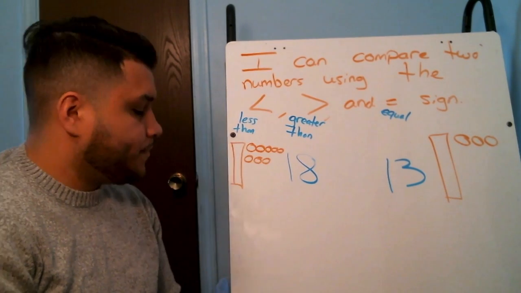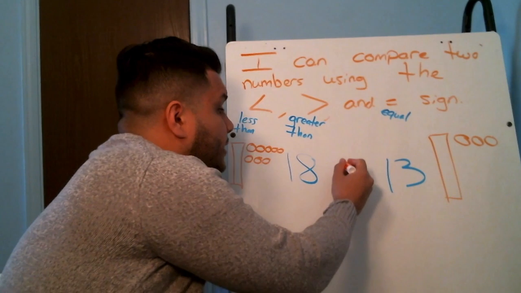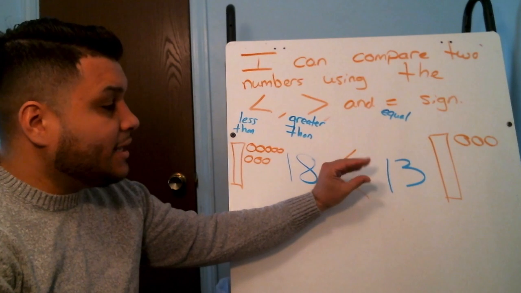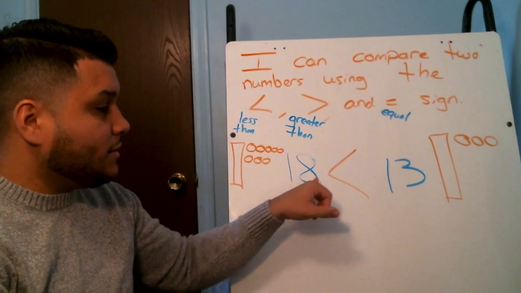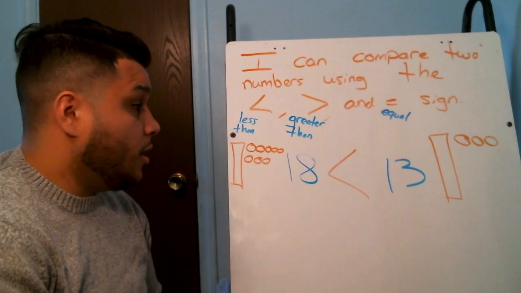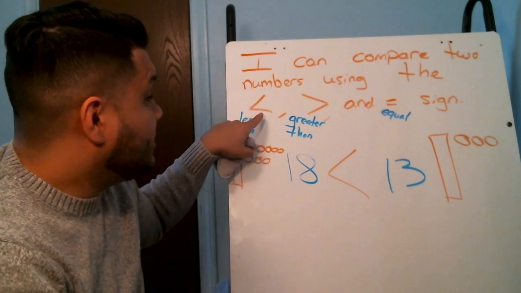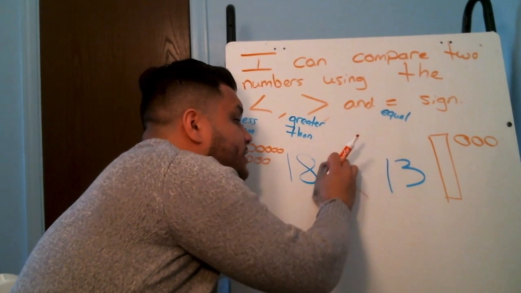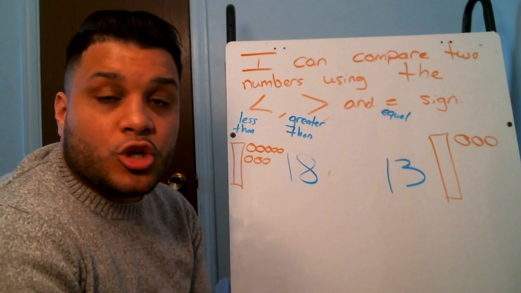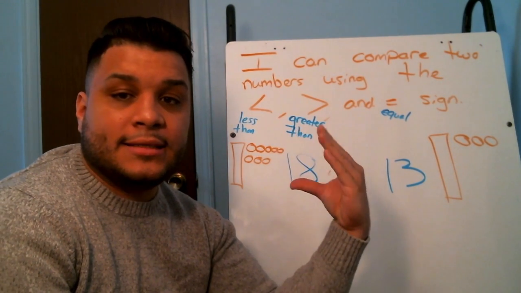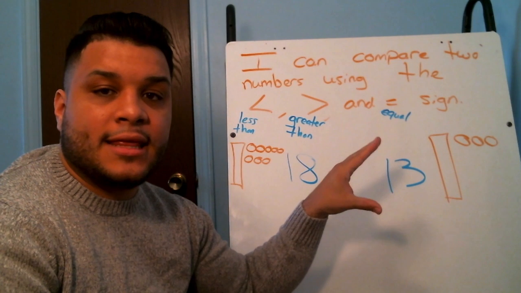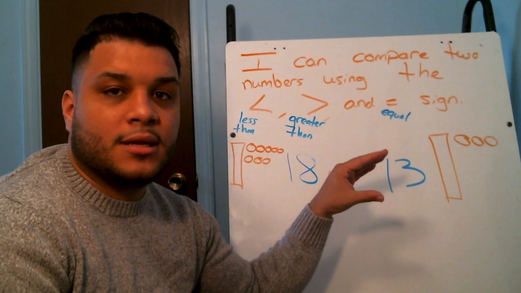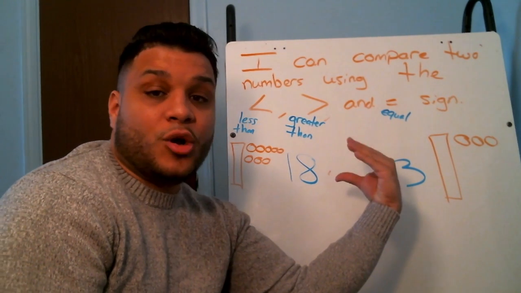Now let's look up here. Let's see which sign I'm going to put. Does this sign tell me that 18 is greater than 13? Is the alligator eating the greater number and pointing to the smaller number? No, this doesn't show me greater than. This shows me less than. So which sign is showing me greater than? Show me with your hands. Are you going to put your hand like this? Or are you going to put your hand like this? Show me. Yes. Or this one. My greater sign goes like this.